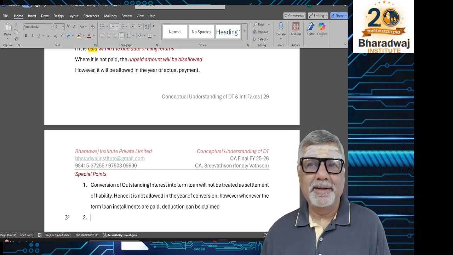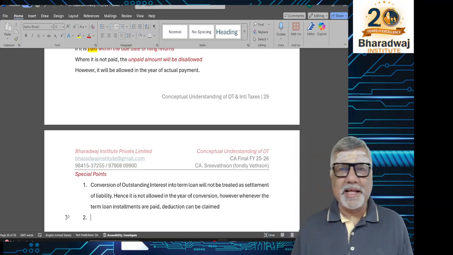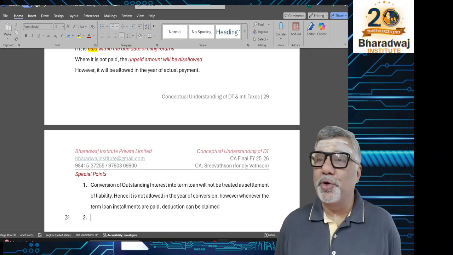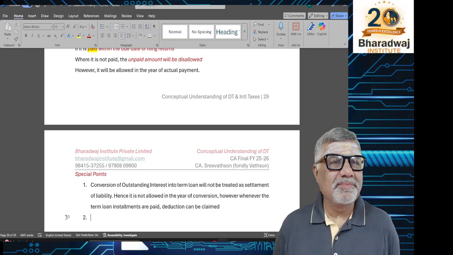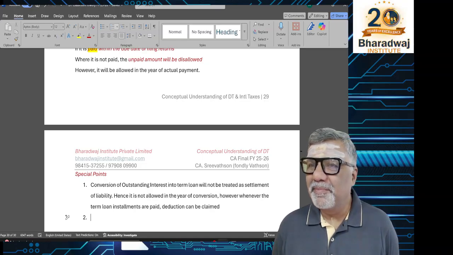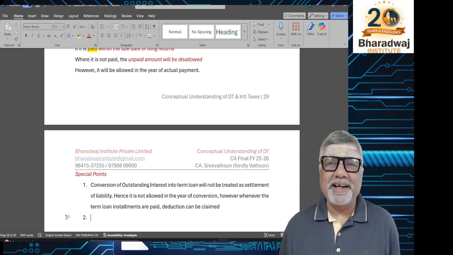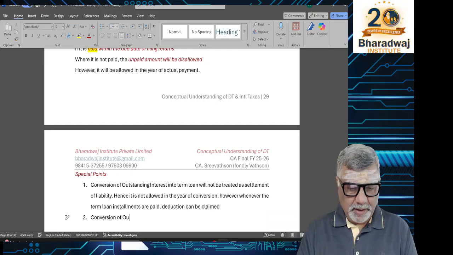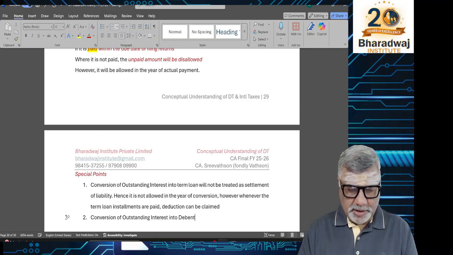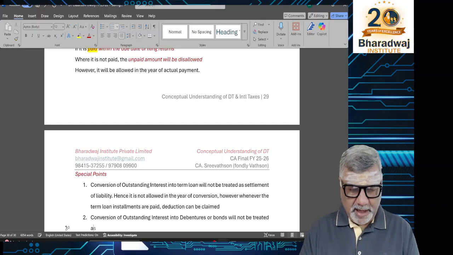Okay. I converted the outstanding interest. There is an outstanding interest. I issued debentures for that interest. Can I claim? Whenever it is redeemed only. Conversion of outstanding interest into debentures or bonds will not be treated as settlement. Only when they are redeemed, deduction can be claimed.